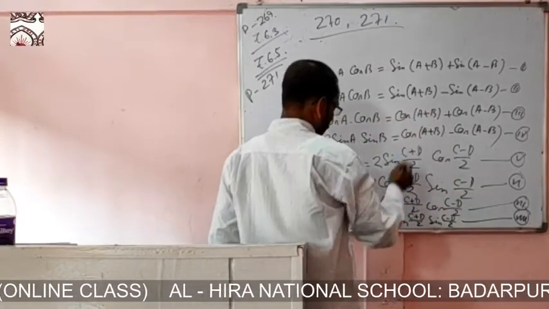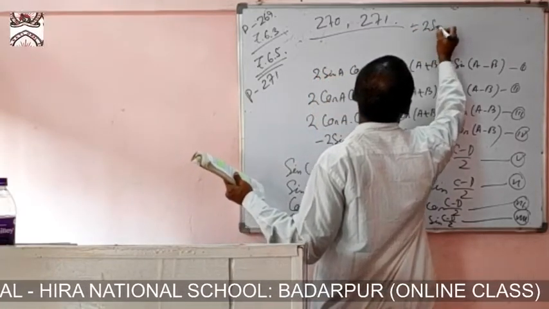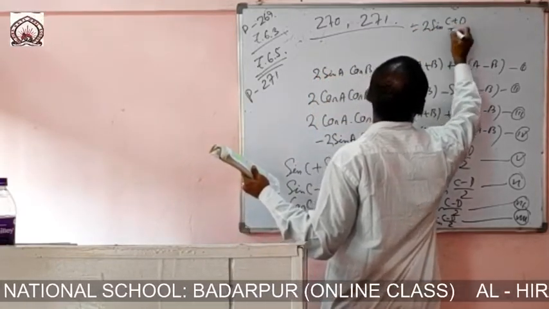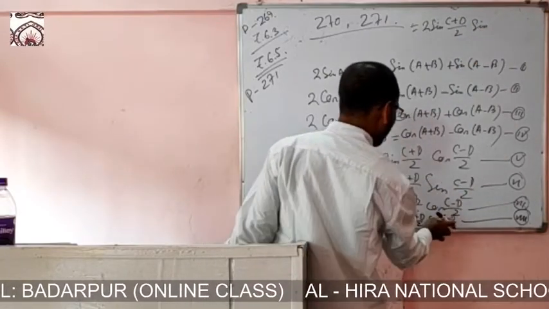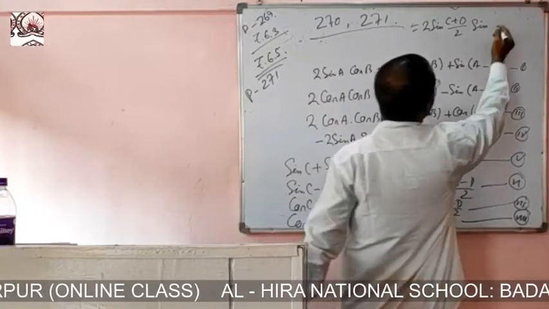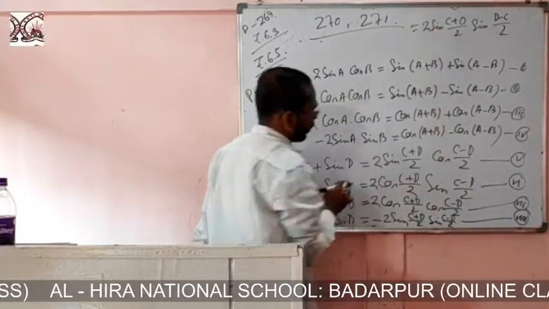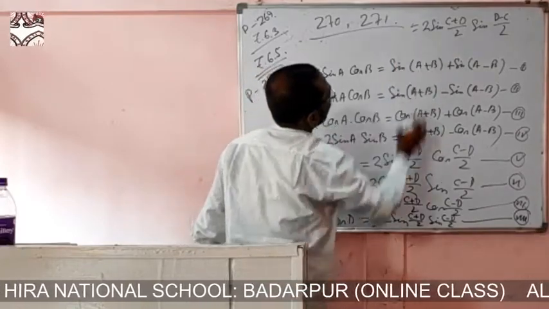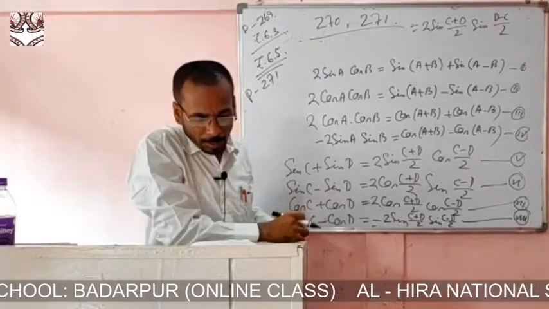We can write it by deduction as twice sin((c plus d) by 2) into sin of c minus d. By replacing, we can write (d minus c) by 2. If we change the sign here, then we can write twice sin((c plus d) by 2) into sin((d minus c) by 2).